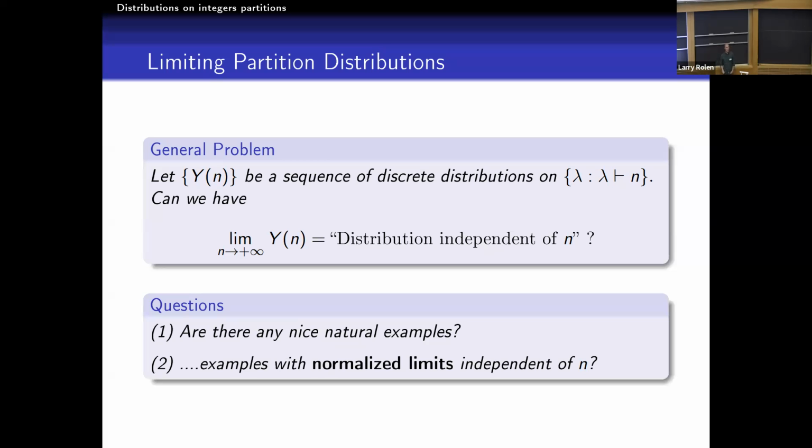Our question is, are there examples where this limiting behavior is nice? We're starting with these discrete distributions. Perhaps the limiting behavior becomes a continuous distribution. Perhaps we need to normalize things for them to behave nicely. But are there nice natural examples where, as we take these limits and maybe normalize things, these distributions descend into very nice standard continuous distributions? And of course, the answer is yes, or else I wouldn't be giving this talk.